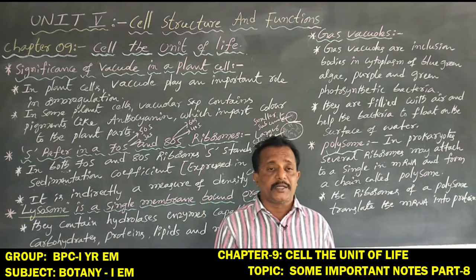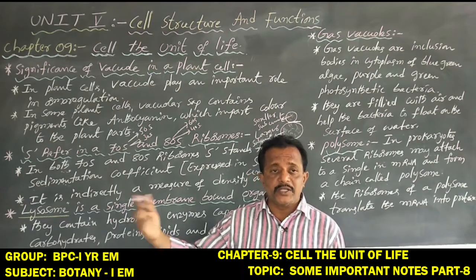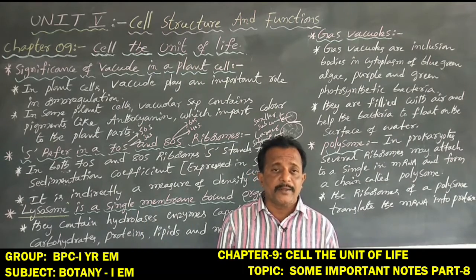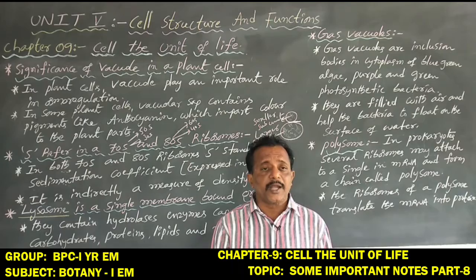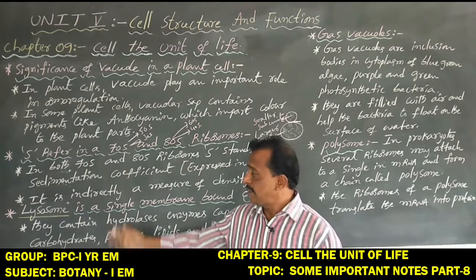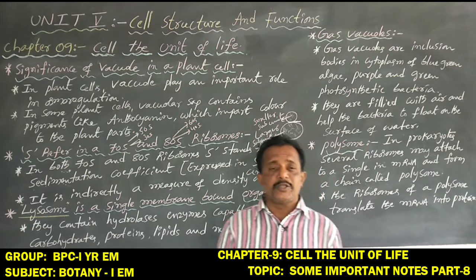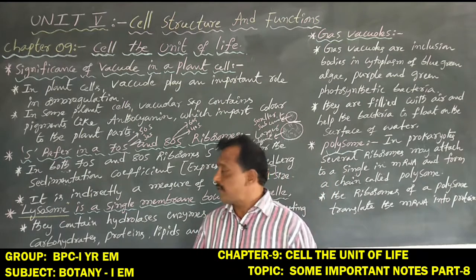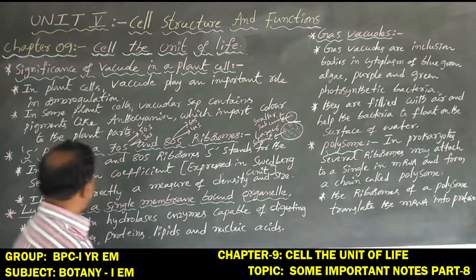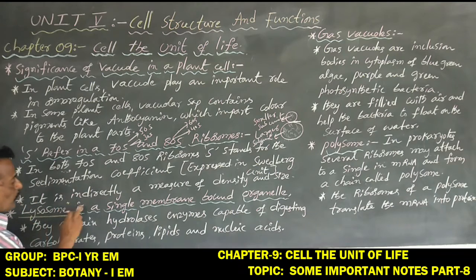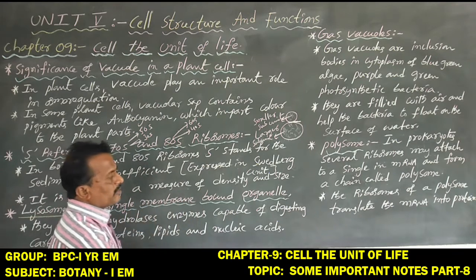Very, very important area. Vacuole is a single membrane bound cell organelle. Ribosome is a non-membrane bound cell organelle. Lysosome is a single membrane bound cell organelle. Okay, now, dear students, lysosome is a single membrane bound cell organelle.